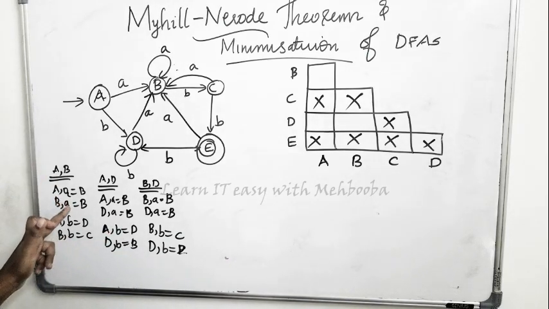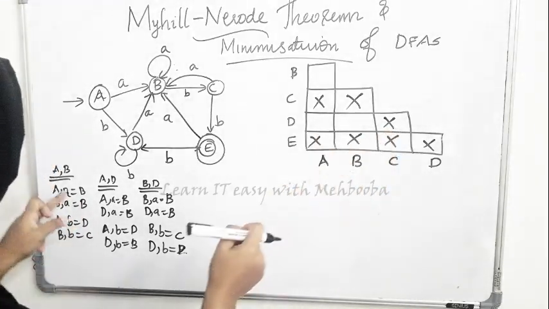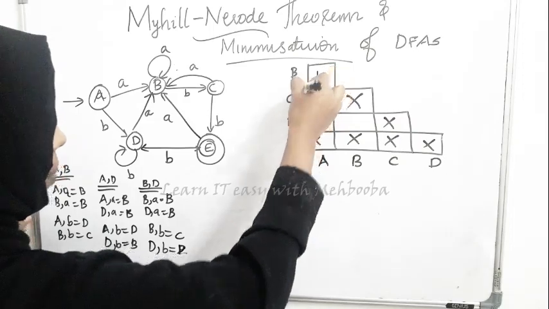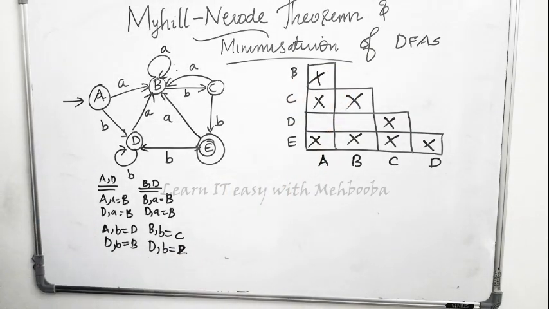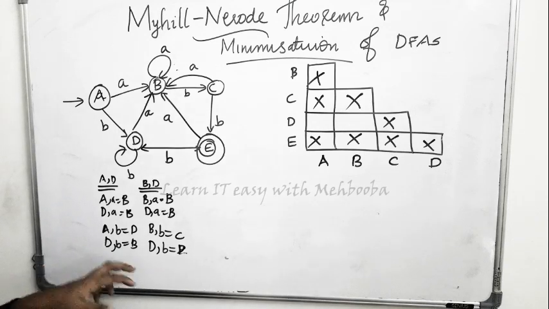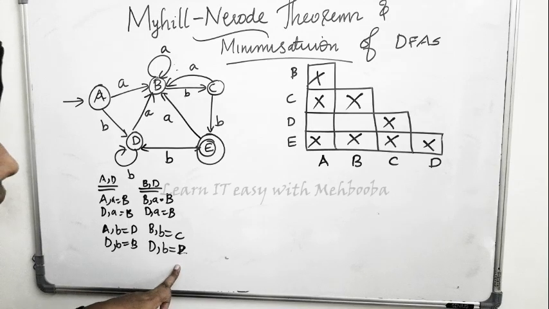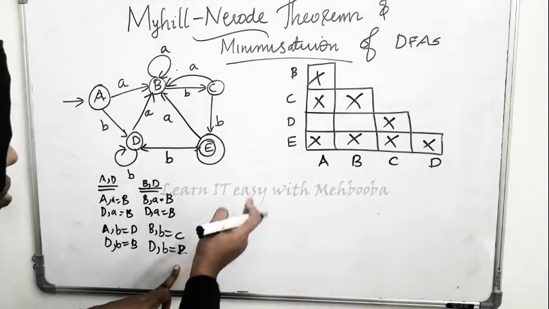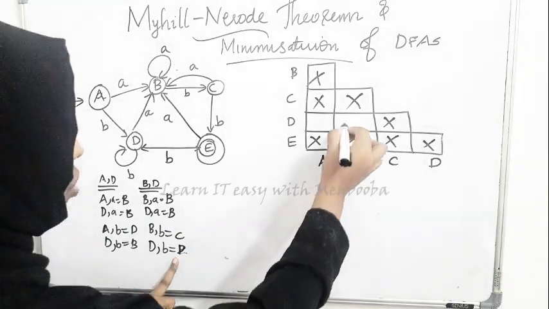So AB, the output pairs are BB and CD. CD is marked, so I can mark AB also. So AB has been decided, so I am avoiding AB. Now AD, the output pairs are BD. Is BD marked? No. So I can take a decision on AD for the time being. What about BD? BD, the output pairs are CD. So CD has been marked. So BD can also be marked.